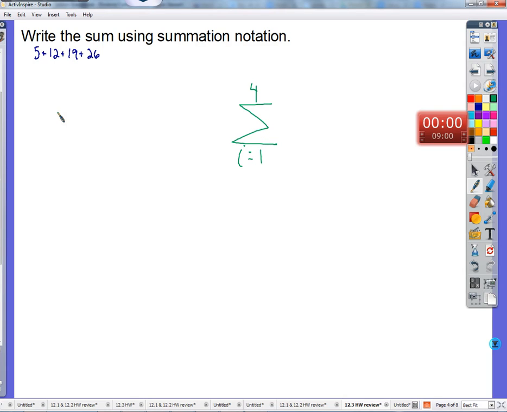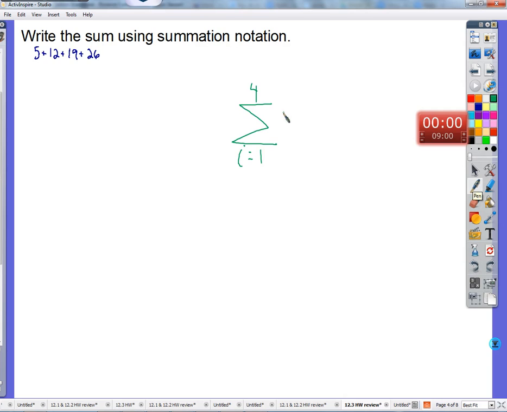We could start at, conceivably, if we wanted to be silly, we say that this is a sub 6, this is a sub 7, and a sub 8, and a sub 9. We could do that. We could say i equals 6, and then it goes to 9. And then just make sure our rule, when we plug in 6, gives us 5. We plug in 7, gives us 12, and so on. That would work just fine. But why do that when we can make it easier on ourselves? Start at 1 and go to 4. That just makes a little more sense.